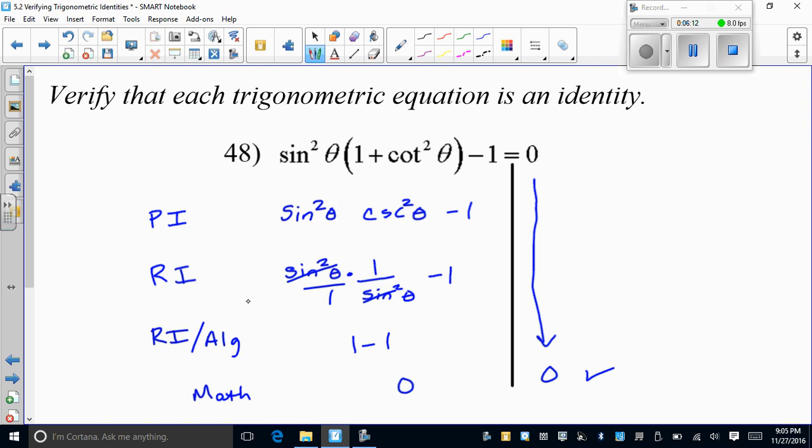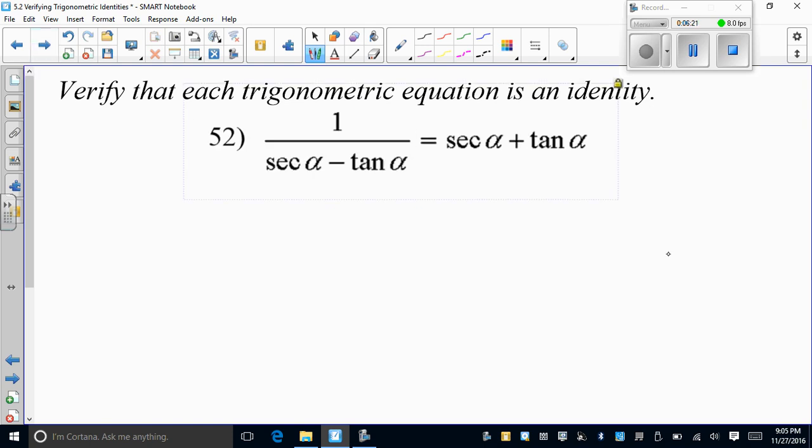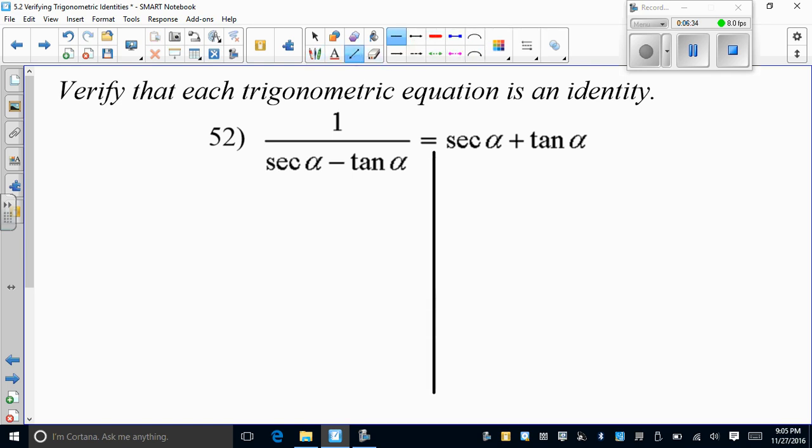Okay, now that we've done some easy ones, let's try a more difficult one. Okay, so I need to get 1 over secant minus tangent to be secant plus tangent. You may see some people look at this one going, oh, the left-hand side looks difficult. Some will say the right-hand side looks difficult. No matter how you look at them, they're both difficult.